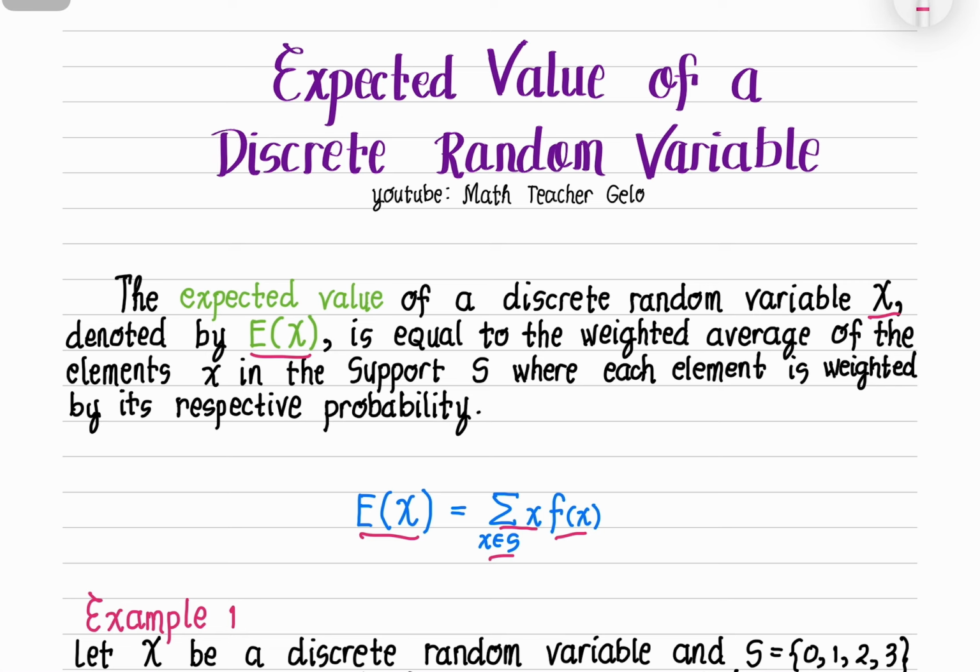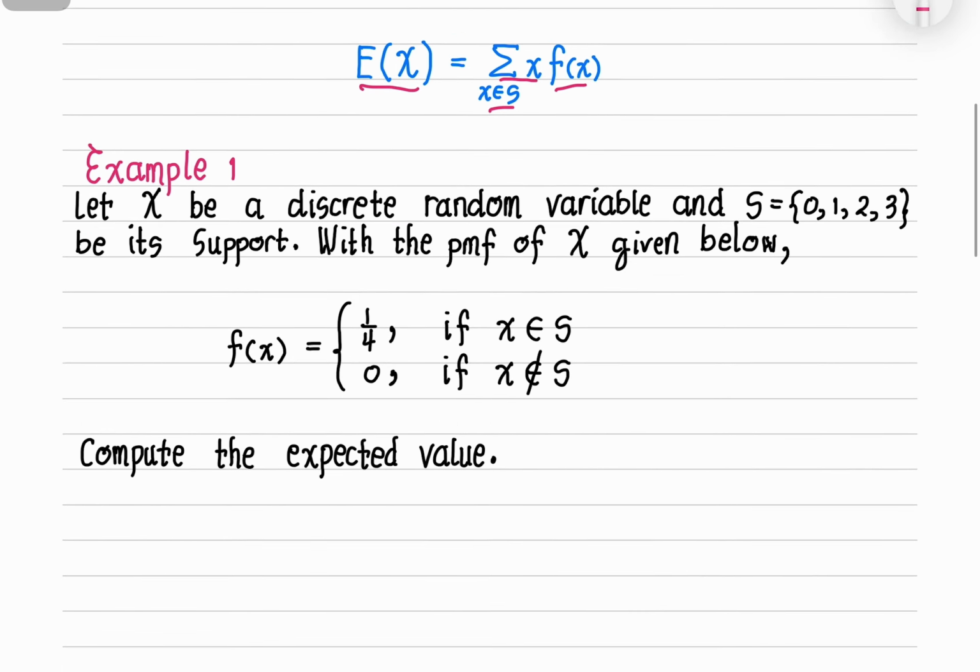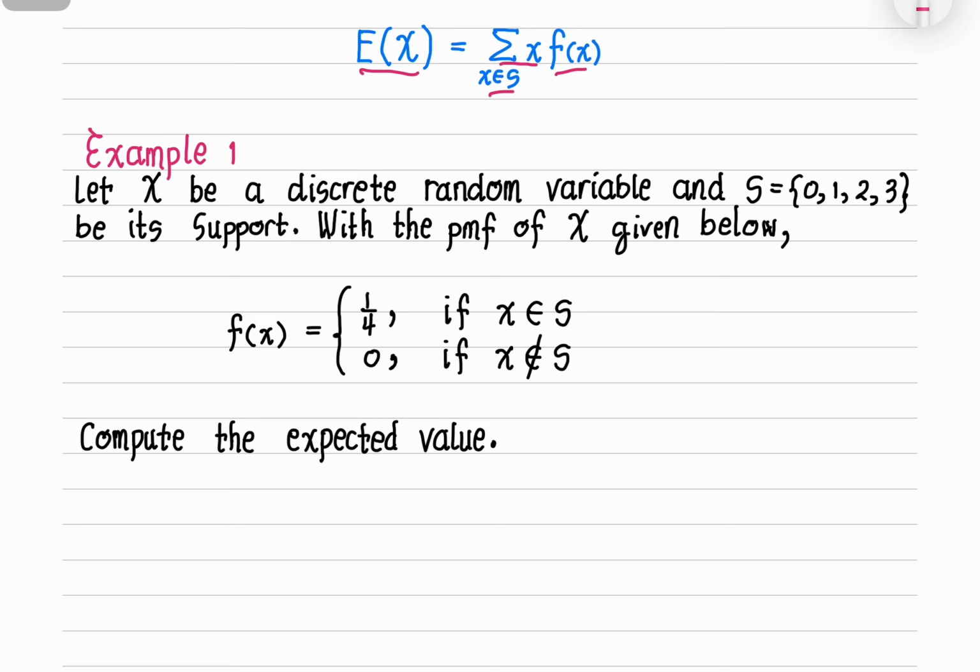Okay, so to illustrate this formula, let's answer the following examples. Let's have example number 1. For example number 1, let X be a discrete random variable and S equals {0, 1, 2, 3} be its support. With the PMF, or the probability mass function of X, given below, so this is f of x is equal to 1/4 if x is an element of the support, and then 0 otherwise. Compute the expected value.